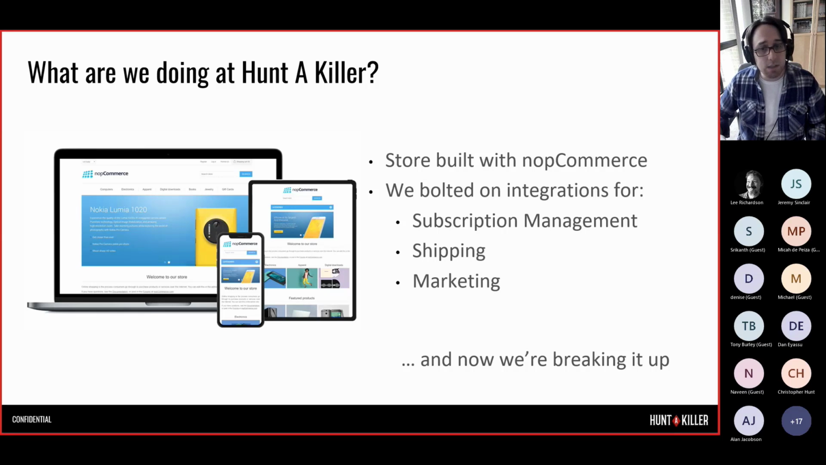provide a Hunt a Killer specific API or Hunt a Killer specific service, but essentially wrap our third-party providers. So this way, the contracts for things like our subscription management service will never change when we decide to go from one subscription management vendor to another.